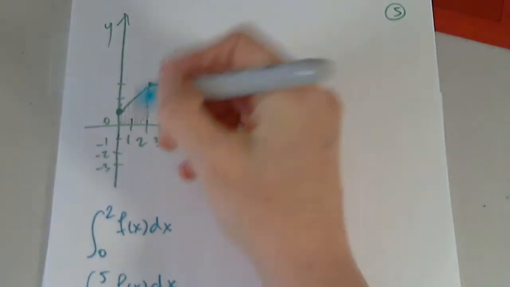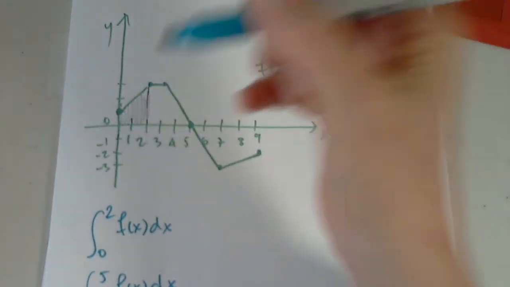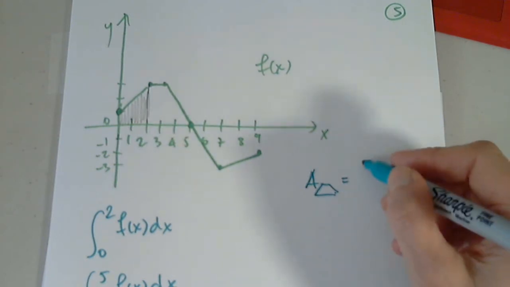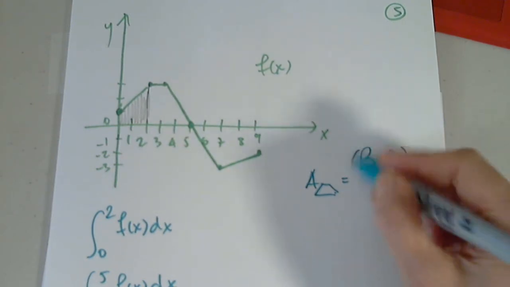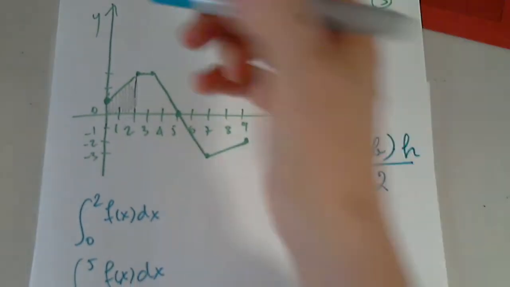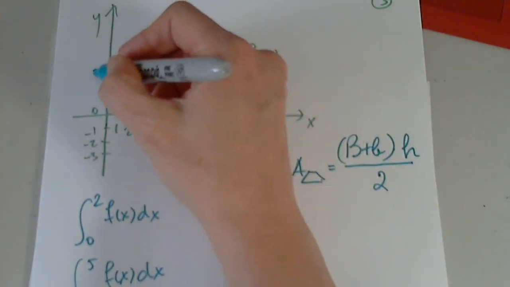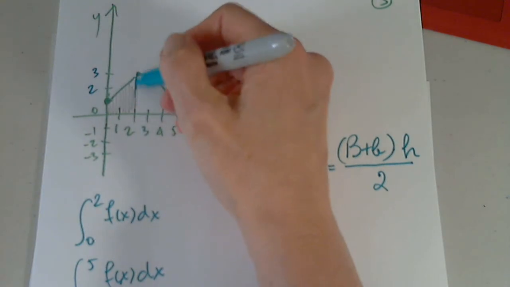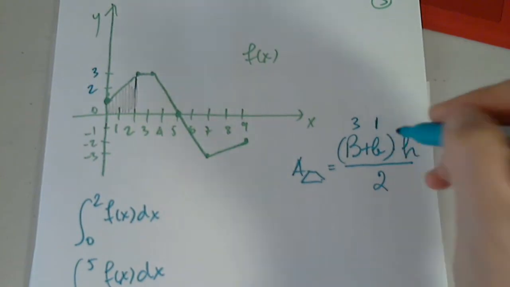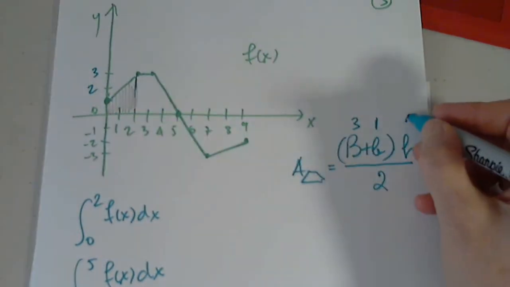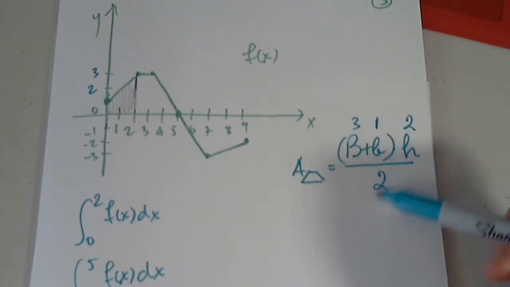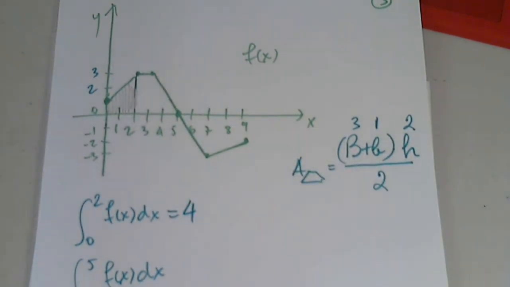Okay, so this is the area of a trapezoid. And the area of a trapezoid is big base plus small base multiplied by the height divided by 2. So the big base is 3. The small base is 1. The height is 2. So 3 plus 1 is 4, 4 times, and 2 goes away. So this is 4.